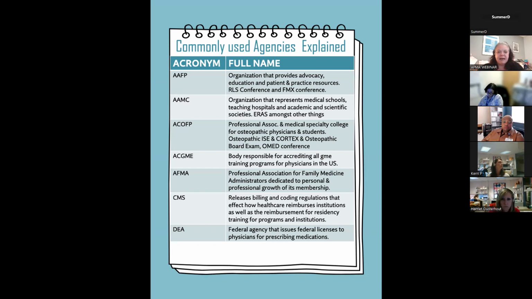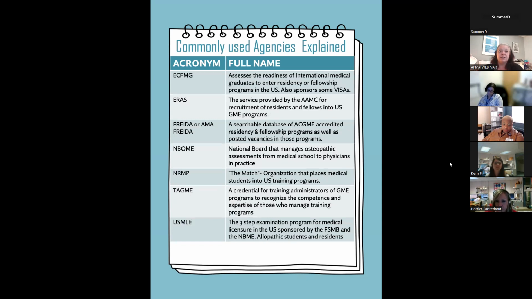The DEA, federal agency that issues federal licenses to physicians for prescribing meds. I don't know about you guys, here in the state of Illinois, you have to have a state controlled substance license as well as a federal license to prescribe medications once you get your permanent license. So the DEA is where residents and faculty would go to get that federal license to prescribe medications.